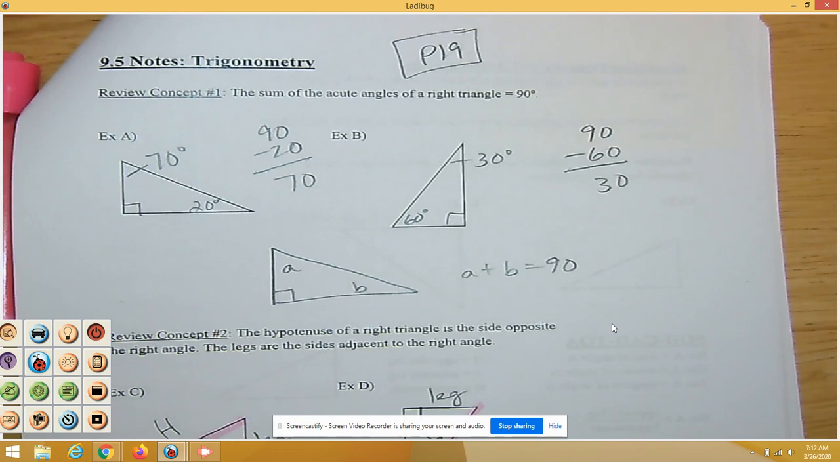Today we are going to start trigonometry, which is very exciting. It's one of my favorite topics to teach, and it's just pretty darn cool. So grab your calculator, grab a pencil, grab your packet, and hopefully you're ready to go.